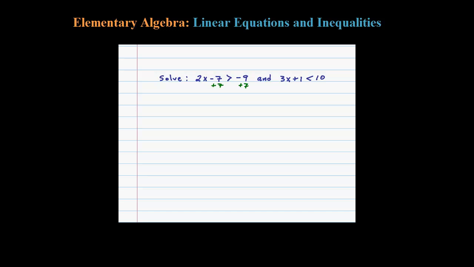First add 7. Leaves me with 2x is greater than negative 2. And then dividing by 2, the first inequality we have here is x is greater than negative 1.